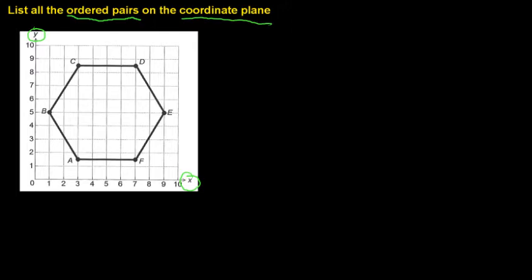Now, an ordered pair is a way to designate a point on a coordinate plane. An ordered pair is going to include a point on the x-axis and a point on the y-axis. So it's going to be an x-coordinate and a y-coordinate, and that will tell us an exact spot on the coordinate plane. So this question is saying list all the ordered pairs on the coordinate plane. Let's start with A.